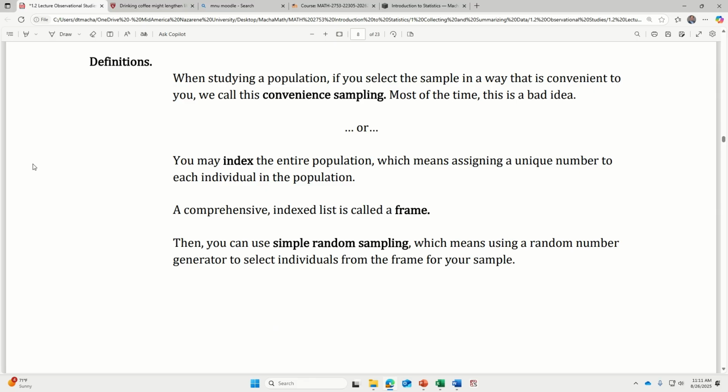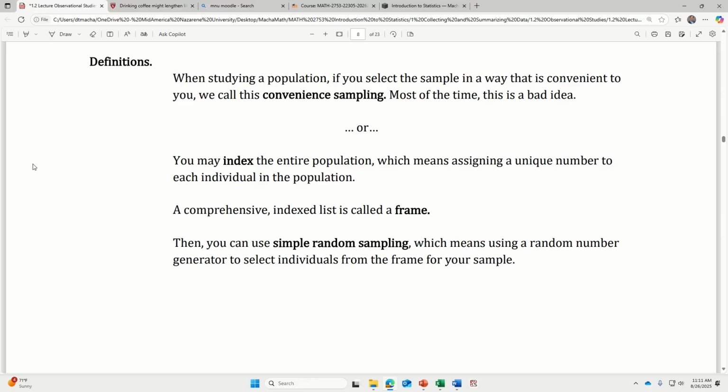When studying a population, if you select the sample in a way that's convenient, we call this convenience sampling. And most of the time this is a bad idea. If it's really, really easy, something's wrong. You should make it more difficult on yourself.